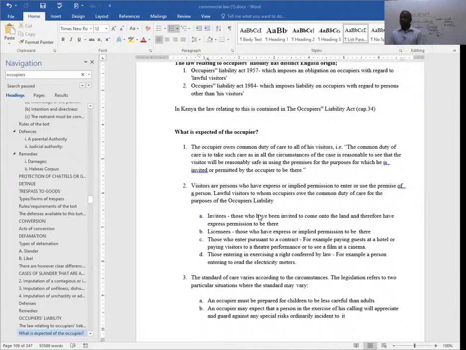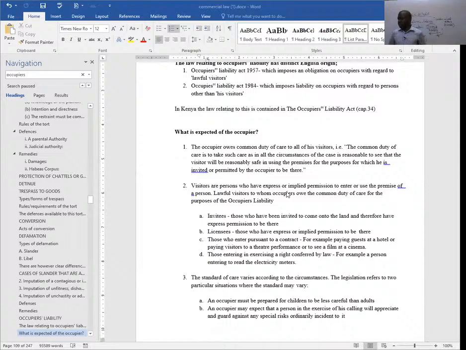So those are the persons you can call visitors. Maybe it's someone who has been licensed to visit your premises. So he's the visitor. It can happen in a situation where you've invited them, or they have come in as a result of a license or been allowed to visit the premises. Those are the persons we are calling visitors.